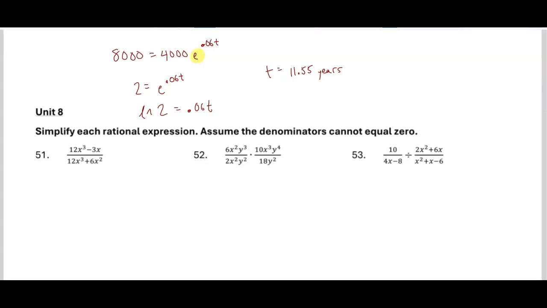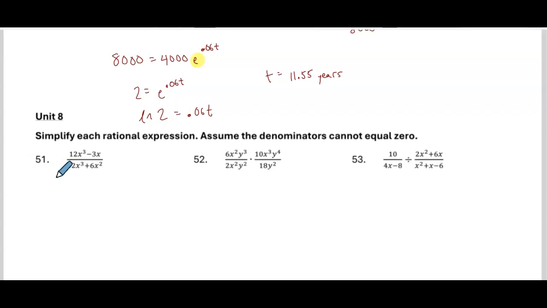Alright, so we're simplifying rational expressions. So that involves factoring typically. First one, I'm going to factor out a 3x. Leaves me with 4x squared minus 1. Denominator, I can take out a 6x squared. And that leaves me with 2x plus 1. Continue factoring. 3x, 2x plus 1, 2x minus 1 from doing difference of squares. And then 6x squared times 2x plus 1.